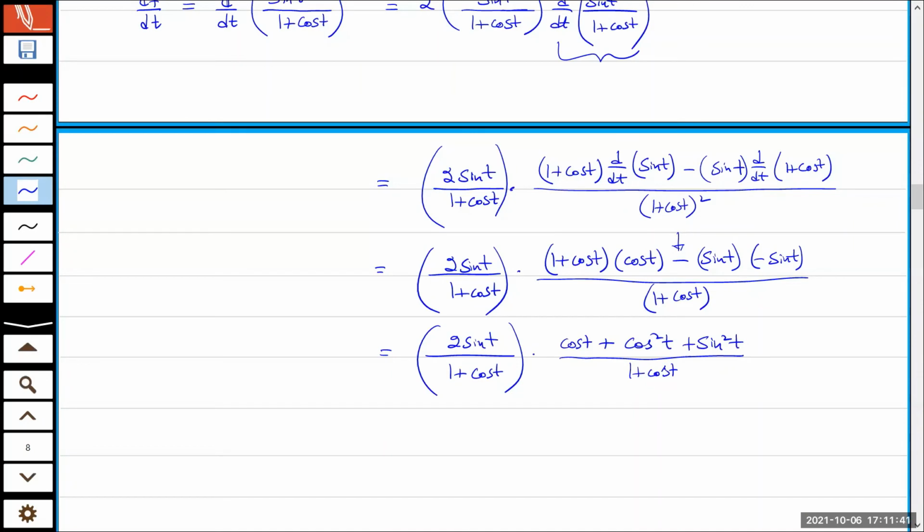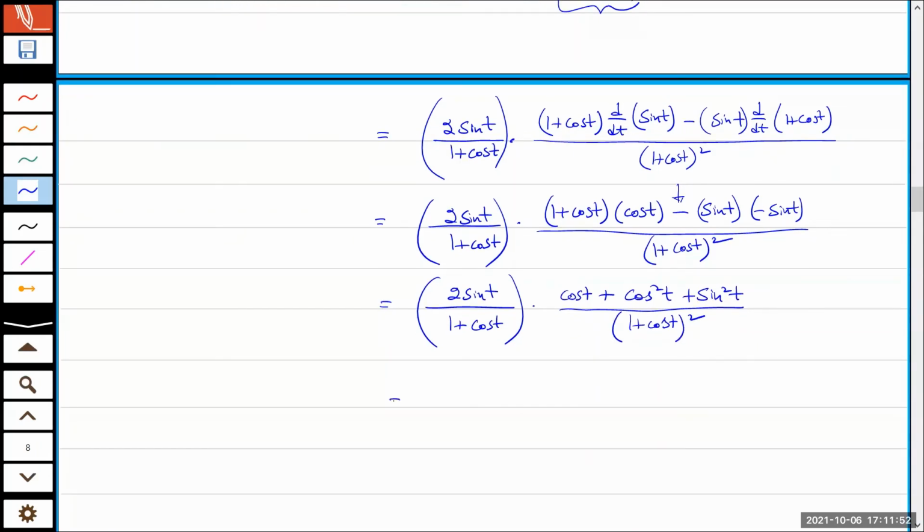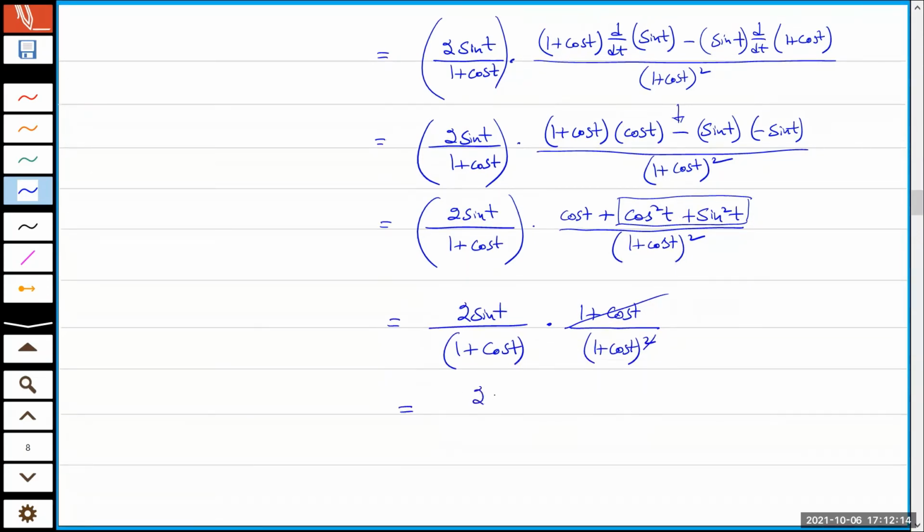We have this trig identity, cos squared plus sine squared equals 1. So I can write this equals, I lost the square somewhere there. This is squared. 2 sine t over 1 plus cos t. These two give us only 1. So 1 plus cos t is what's left, over 1 plus cos t squared. This cancels the power 2. And finally, we are left with 2 sine t divided by (1 plus cos t) squared.